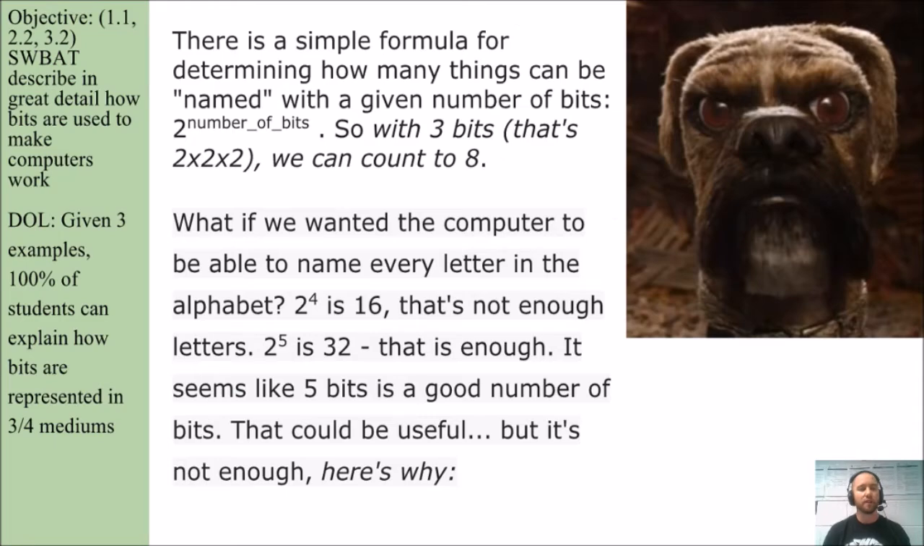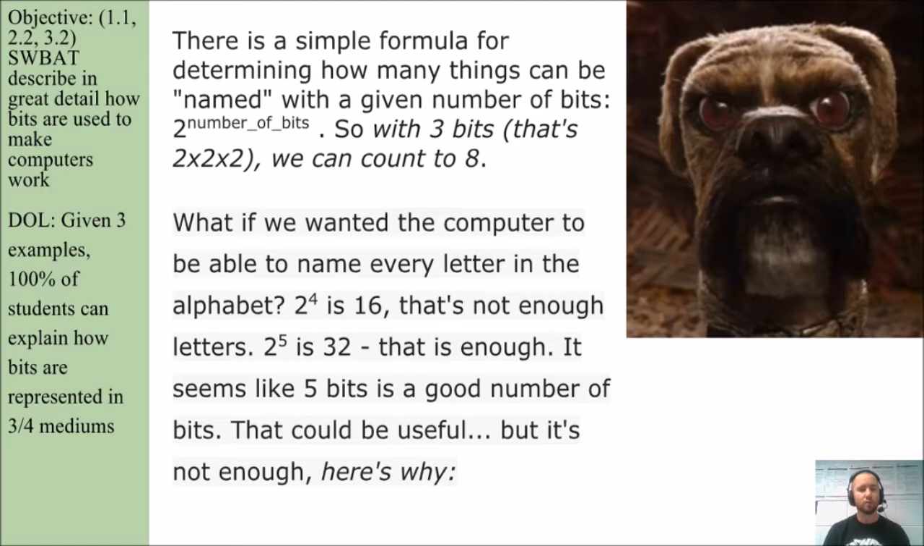There's a simple formula for determining how many things can be named with a given number of bits. 2 to the number of bits will do that for you. So with 3 bits, that's 2 times 2 times 2. We can count to 8 with that. What if we wanted the computer to be able to name every letter in the alphabet? Well, 2 to the 4 is 16. That's not enough letters. So we would need 2 to the 5th. That's 32, because there are 26 letters in the alphabet. That's enough. It seems like 5 bits is a good number of bits.